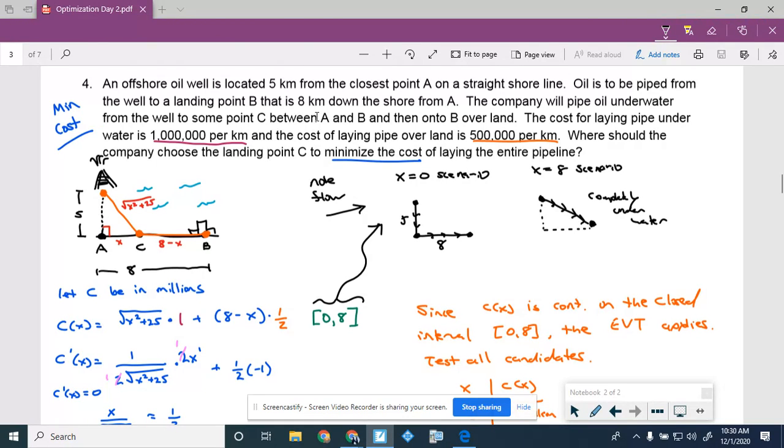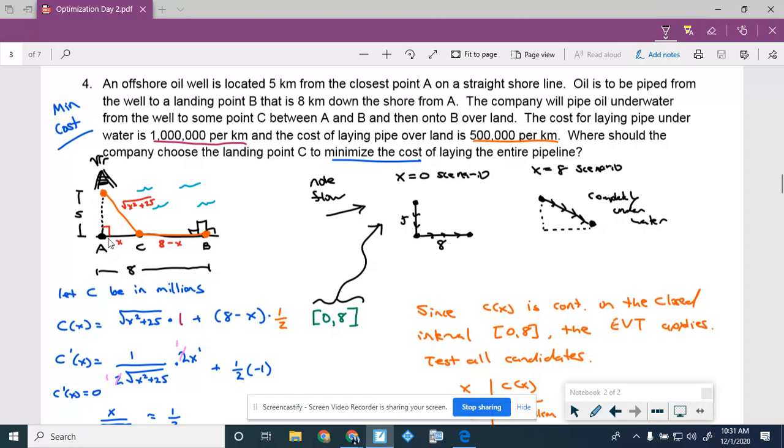We're going to pipe oil from the well to some landing point B. That's 8 kilometers down the beach, right? So if this is A, if I go 8 kilometers this way, that's B. And basically what we want to do is pipe oil from the well to some point C. So that's going to be the pipe that's underwater. And then from C on to B, that's going to be the pipe that's over land. We're trying to figure out where should we put C.